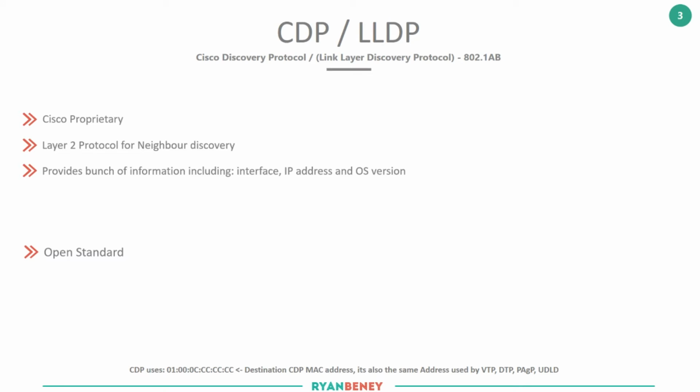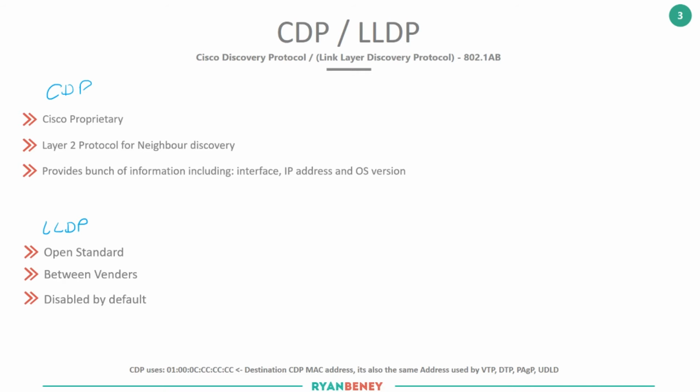Now moving on to LLDP. So this is our CDP up the top, the Cisco Discovery Protocol, and down here is our LLDP. So it's open standard, we know this. Because it's open standard, it can work between vendors. Now it's not always straightforward, and it certainly depends on the vendor, but it does have an open standard, and if both vendors support it, it can work between vendors.